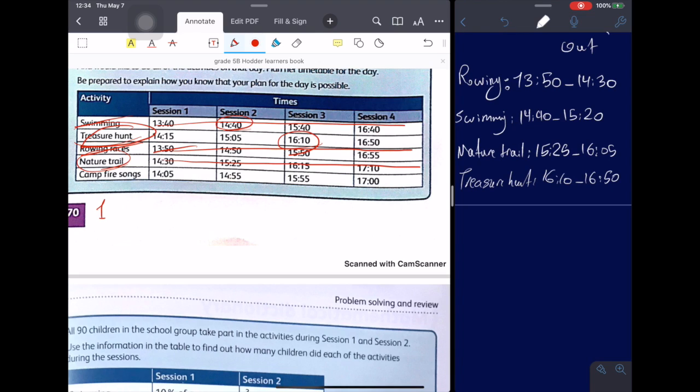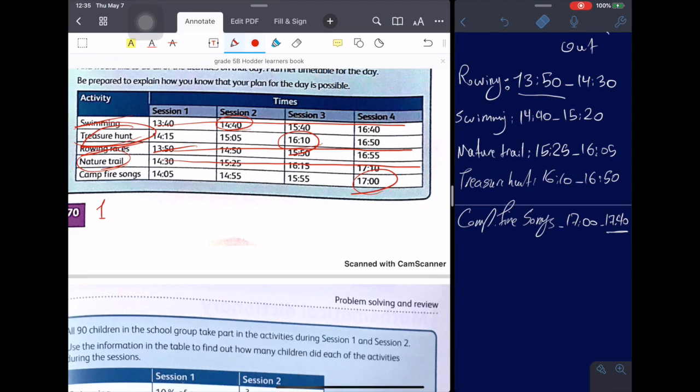And last but not least, at 16:50, after 10 minutes of break time, she can participate in campfire songs by 17 o'clock, and it'll take 40 minutes and be done by 17:40. So starting at 13:50 and finishing at 17:40, she's going to experience all the activities provided in the campsite with 5 or 10 minutes break time between each.